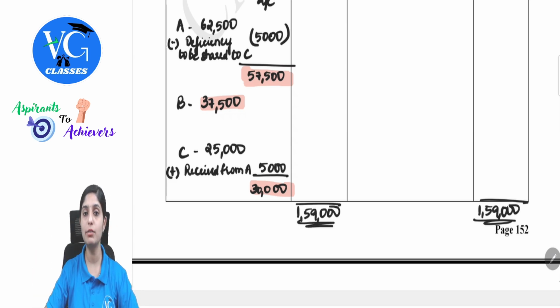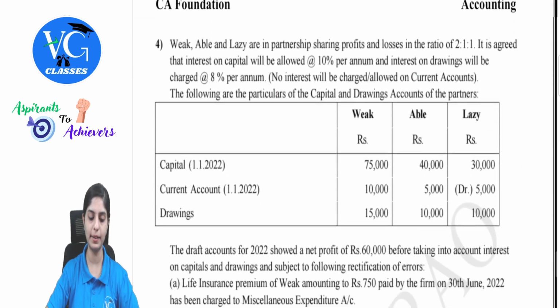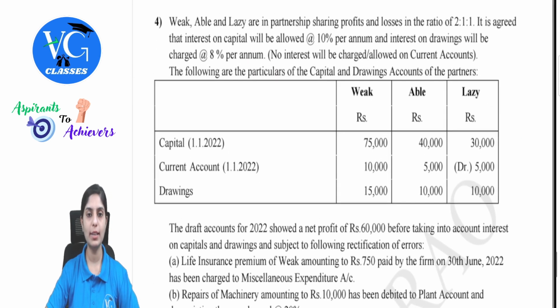I hope you guys understood the concept of guarantee of minimum profit by a partner. Moving on to the next question. This is a very important and interesting question wherein they have given you the concepts of whatever we have discussed so far, plus there is a rectification problem also involved.